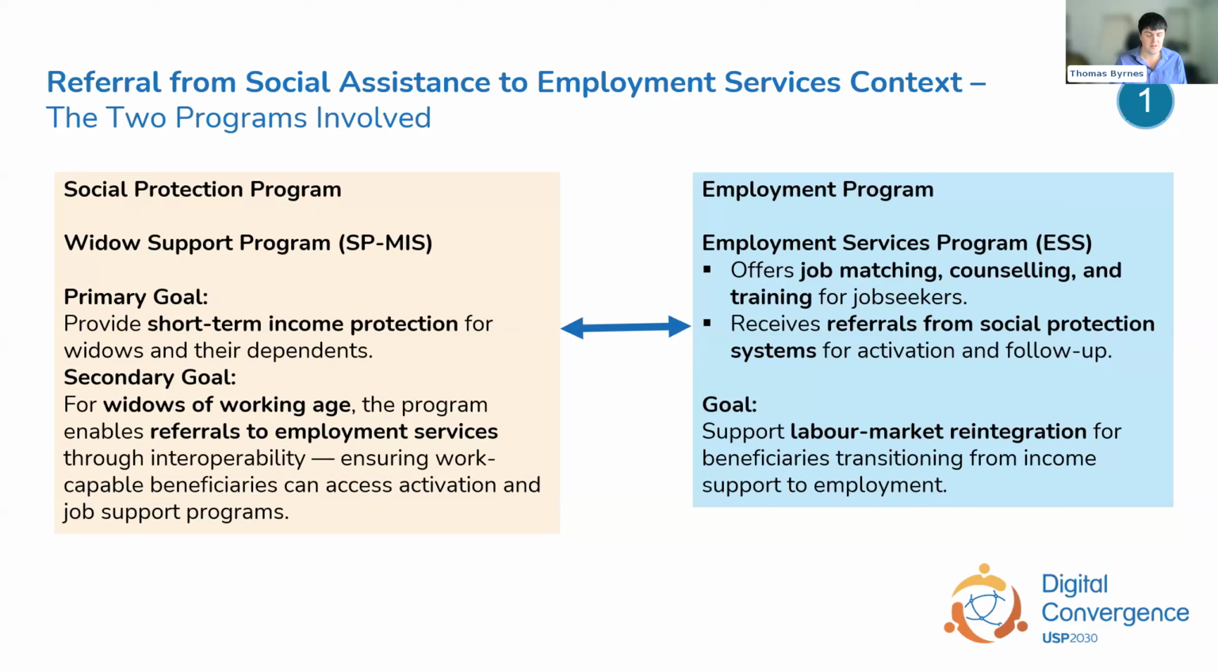Its primary role is to provide short-term income support. For beneficiaries of working age, it also has a secondary pathway linking them to employment services. And on the right is an example employment services program, providing job matching, counseling, and training. Crucially, it can receive referrals from the social protection system so that the beneficiaries who can work get activation support.